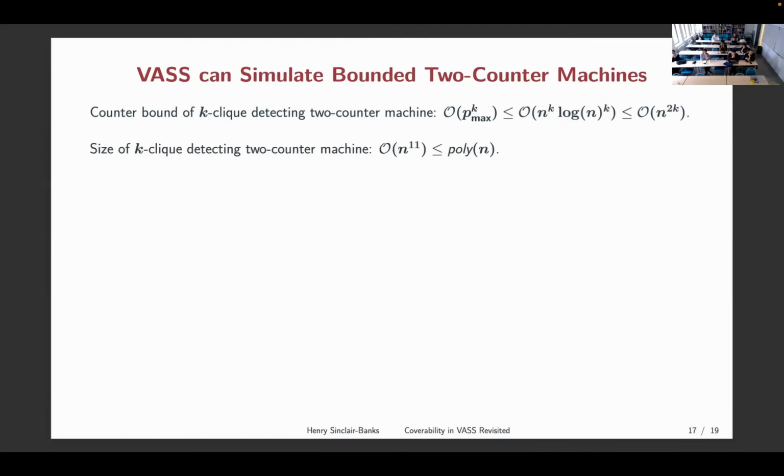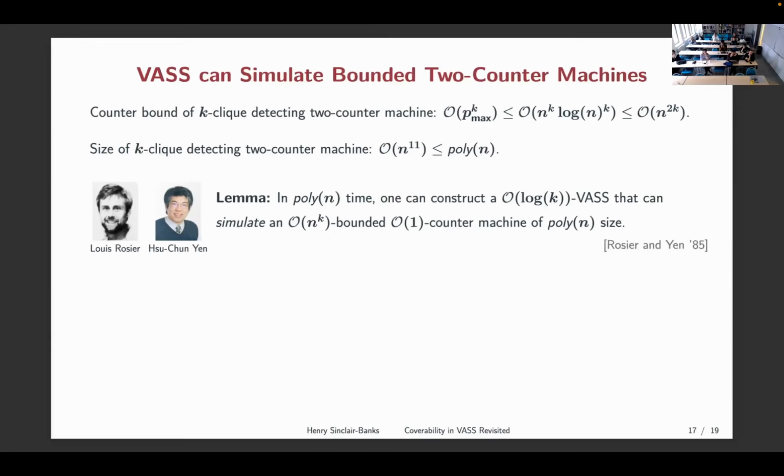And I did actually compute how big the program was. It turns out to be bounded above by something like n to the 11. It doesn't actually matter what that 11 is. It's just a constant polynomial factor. And so the program's not particularly big. And here's the black box.